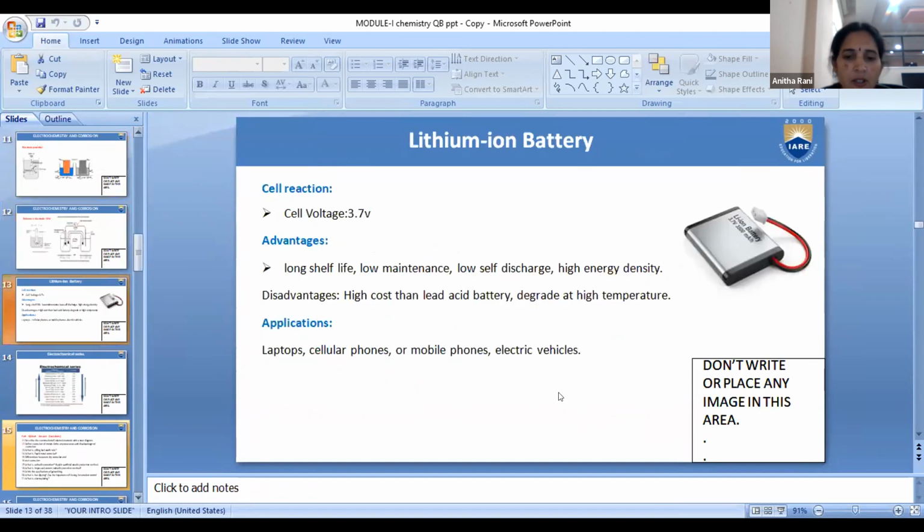This PPT I will send you more. If you get any doubt, you can see. So applications are laptops, cellular phones or mobile phones, and electric vehicles. These are the applications of lithium ion battery.